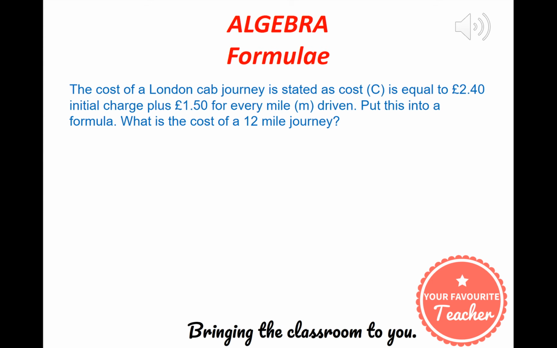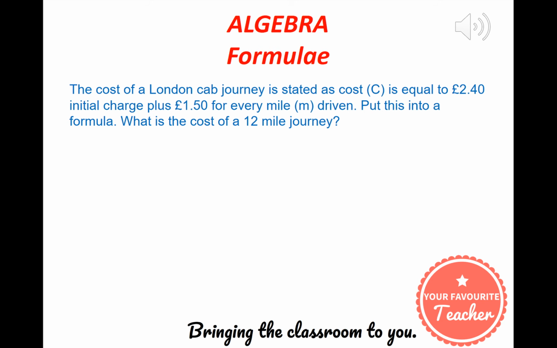We can also create our own formula. Sometimes we are given information in the form of a question, and we have to make our own formula based on what the question is asking us to do. So let's take a look at this question. It says the cost of a London cab journey is stated as cost C equals £2.40 initial charge plus £1.50 for every mile driven. And the question asks us to put this into a formula.